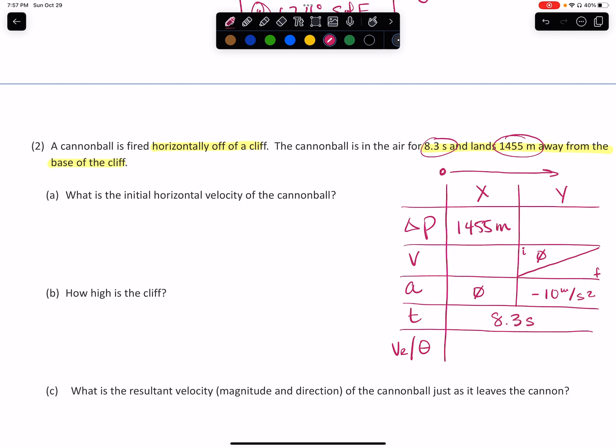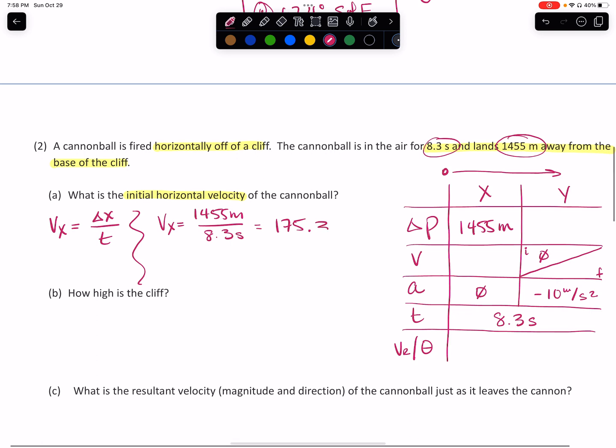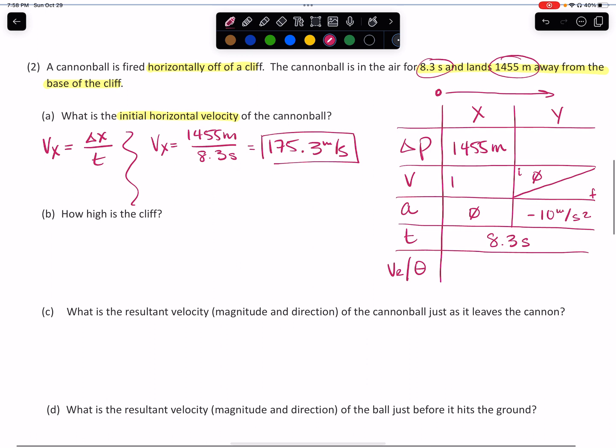Okay, so the first question is, what is the initial horizontal velocity? We know the change in position and the time, so the velocity horizontally is going to be equal to that change in position divided by time. We're going to have 1,455 meters divided by 8.3 seconds. So its initial horizontal velocity is 175.3 meters per second.